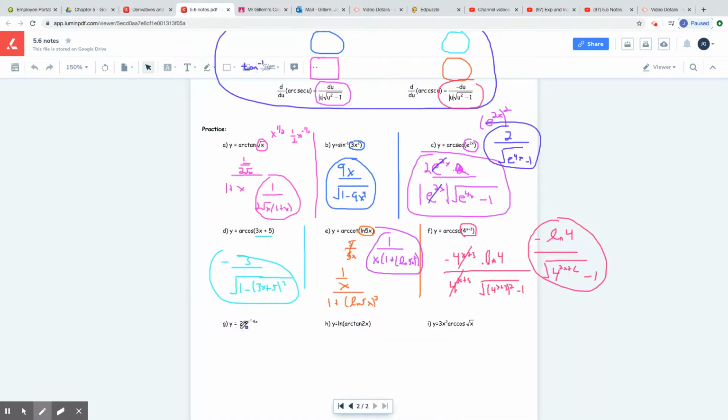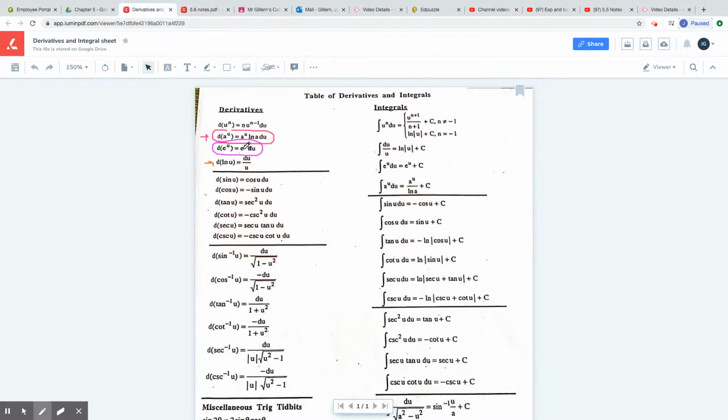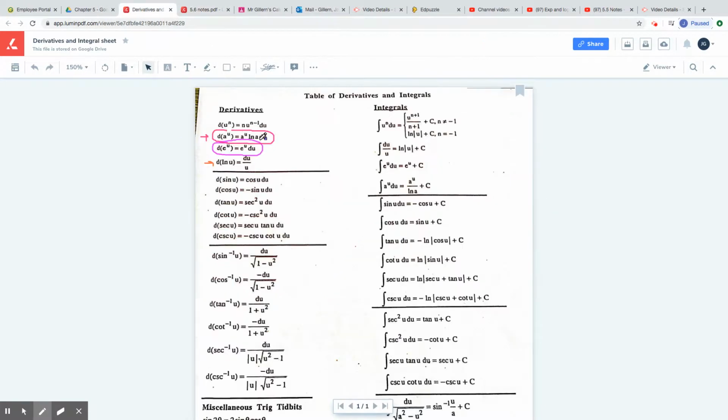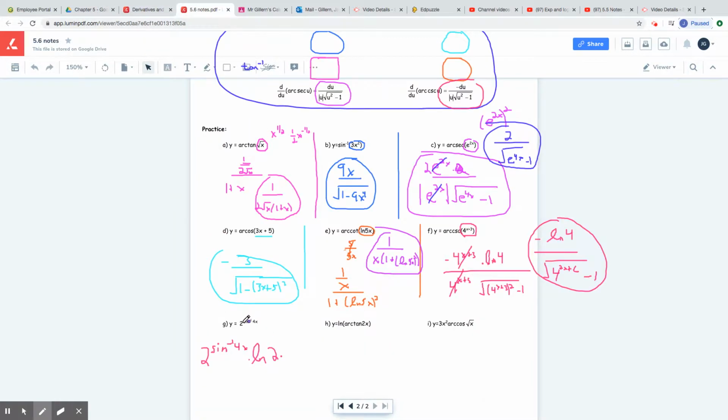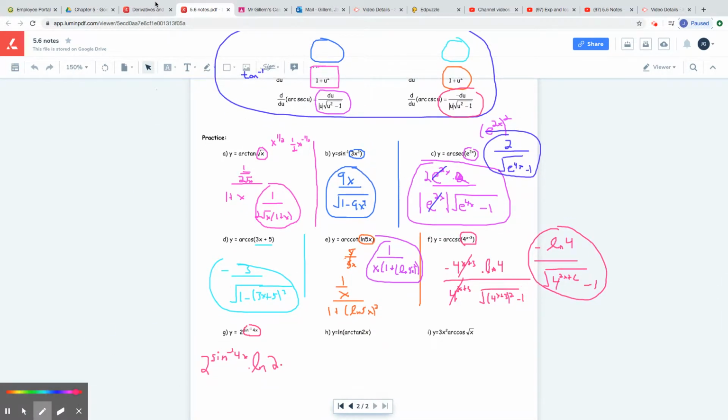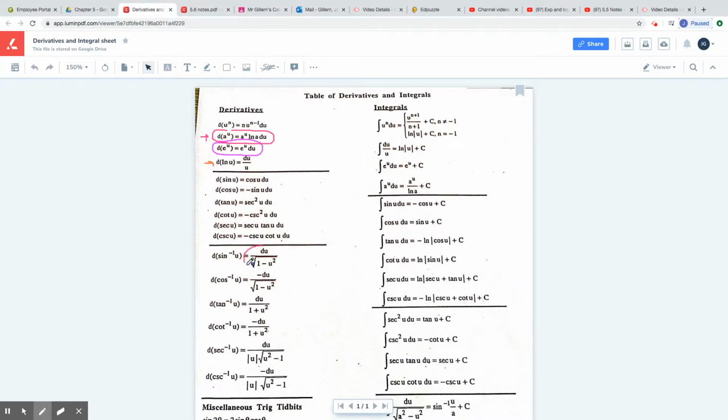All right, so a to the u is 2 to the sine inverse of 4x, times the natural log of a. We're just following a recipe. So it's natural log of a, which in this case is 2, times the derivative of u. Well, what is u? u in this case is this. So that means I now am going to use the formula for inverse sine. I can now use this.